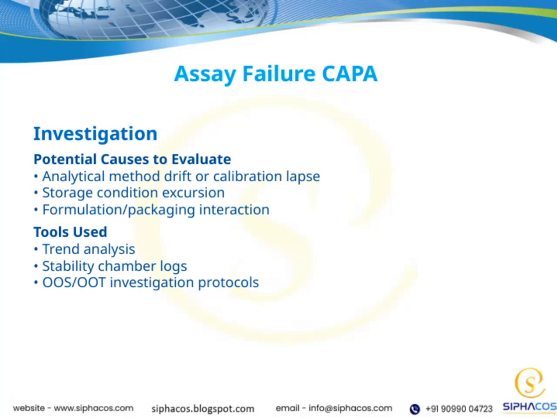Now, let's delve into the assay failure CAPA investigation process. When we encounter an assay failure, the first step is to thoroughly investigate the potential causes. It's important to evaluate all possible factors that could have contributed to the failure. For example, we look into whether there was any drift in the analytical method or if there was a calibration lapse that might have affected the results.